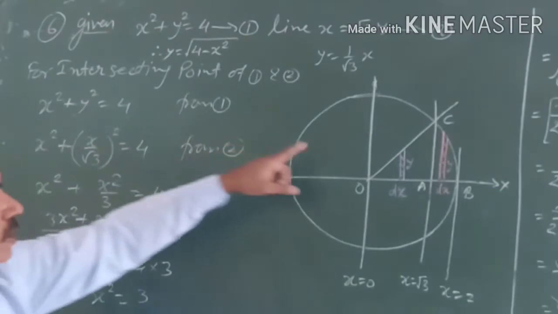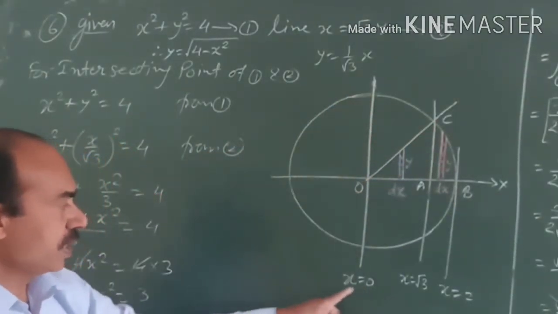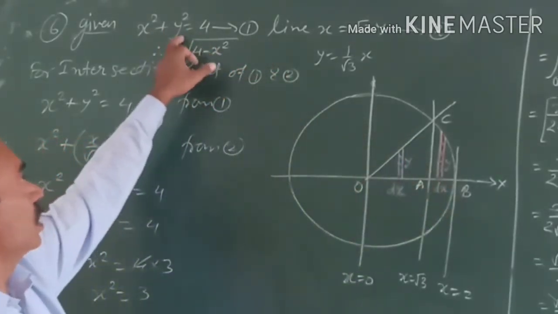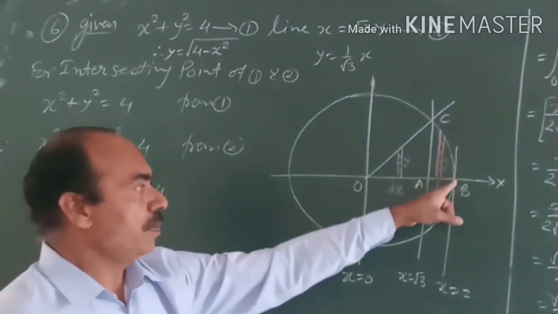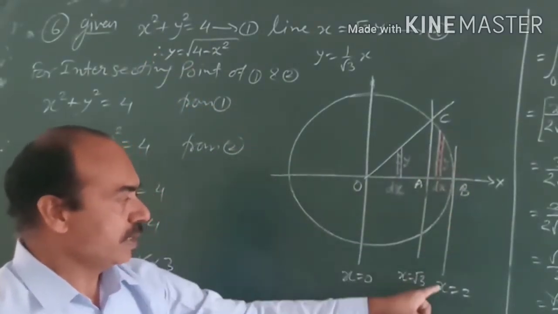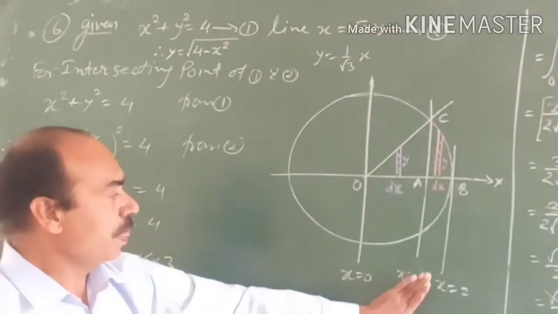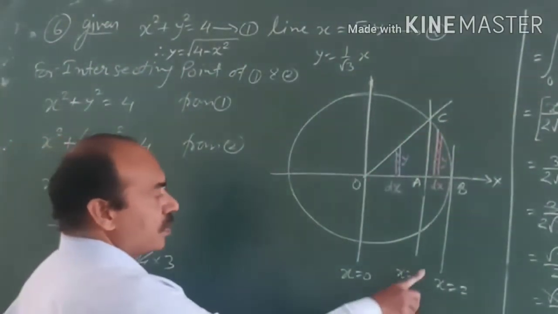So first find this intersecting point C, because the y-axis has equation x equal to 0, and this is the radius which is 2, x square plus y square is 2 square. So here point B is 2 comma 0. So here first we find the value of the intersecting point C, it means the x coordinate of C.